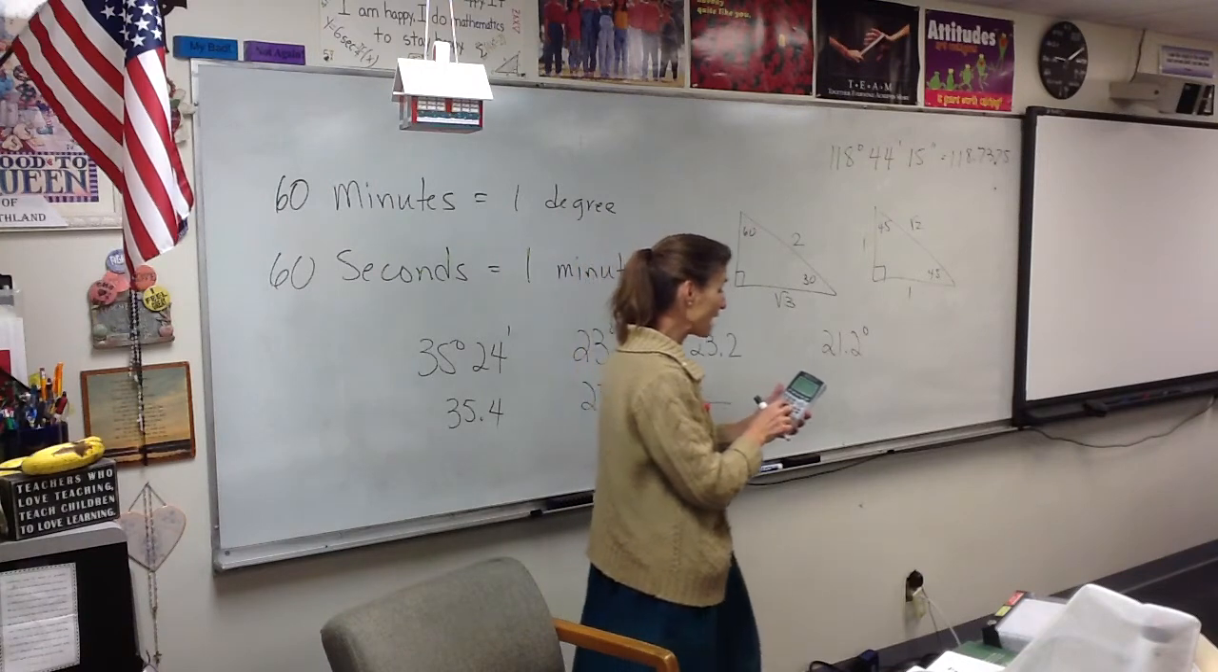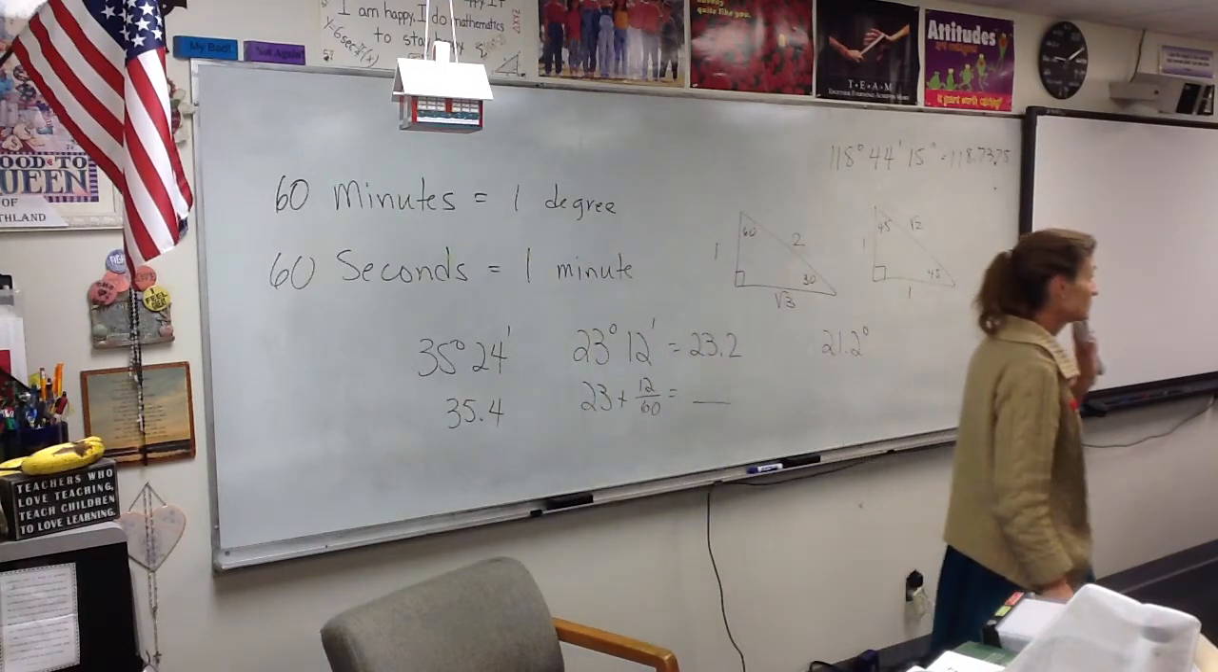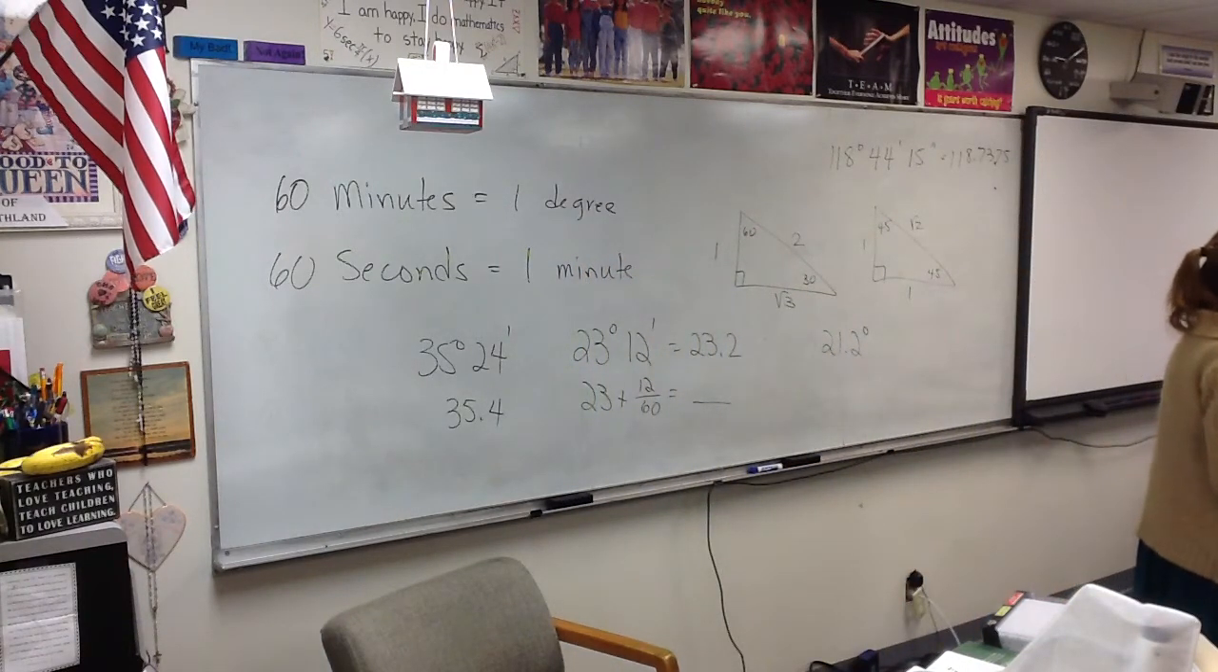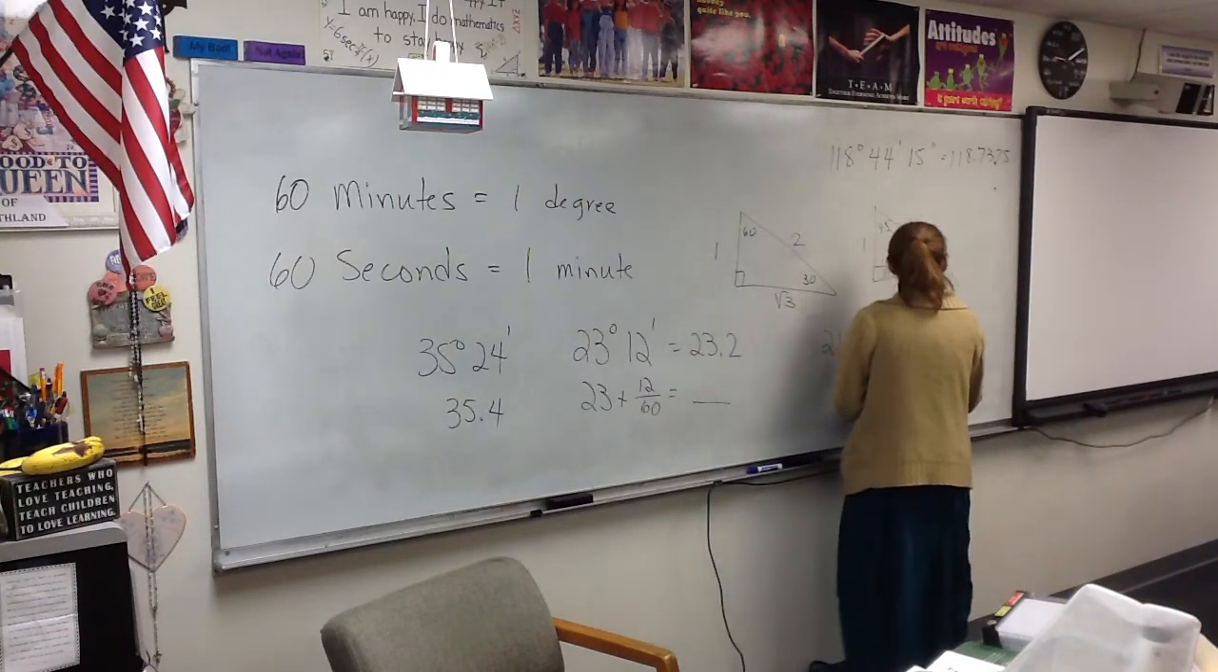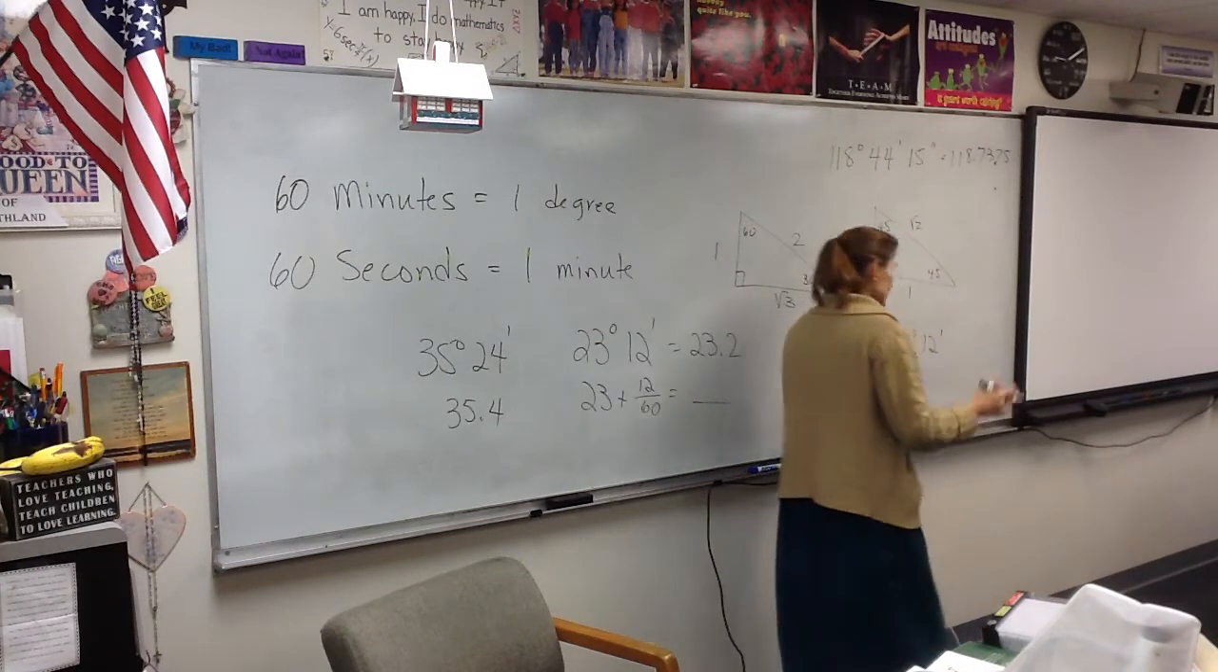21.2. Then I'm going to go into my angle menu. And if you look down the list, what do you see? DMS. Click down to DMS, hit enter twice, and it says 21 degrees, 12 minutes, and 0 seconds.